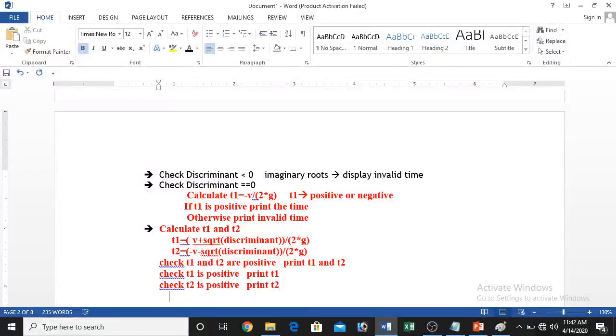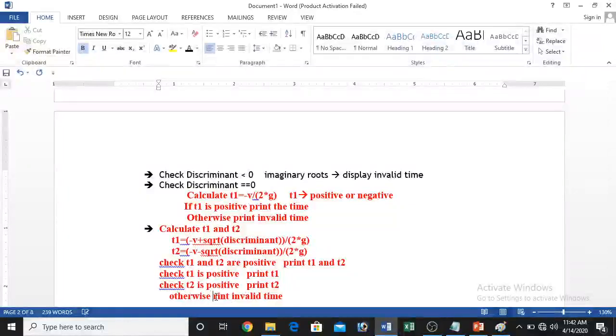Otherwise, the last option is otherwise, just print that it is invalid time. Just print invalid time.